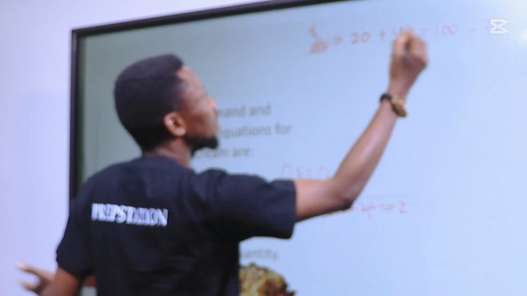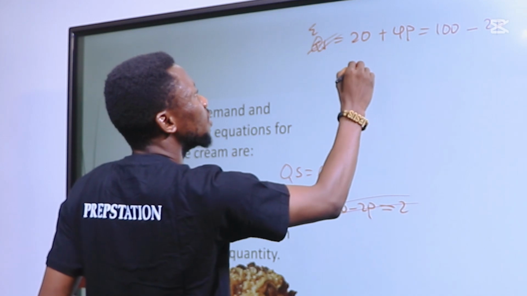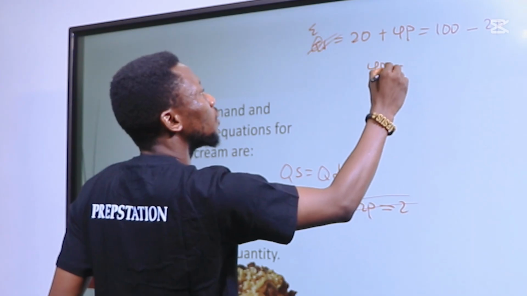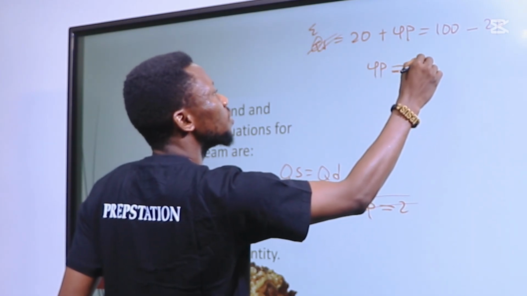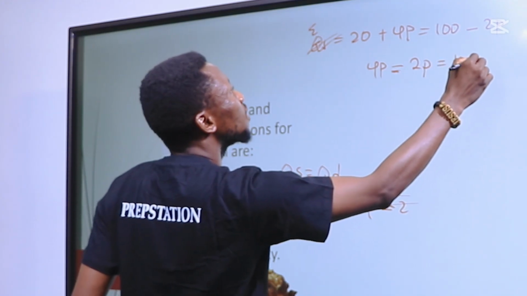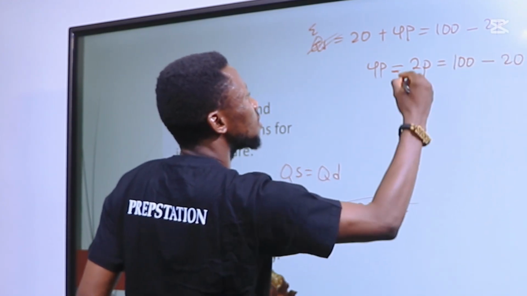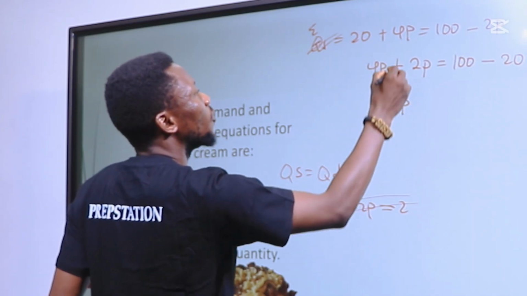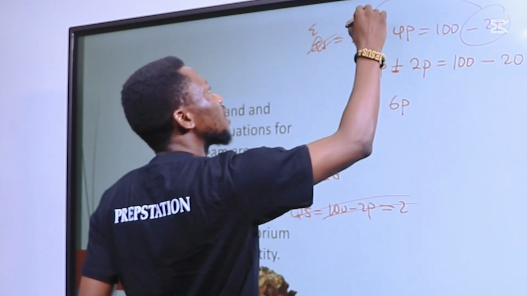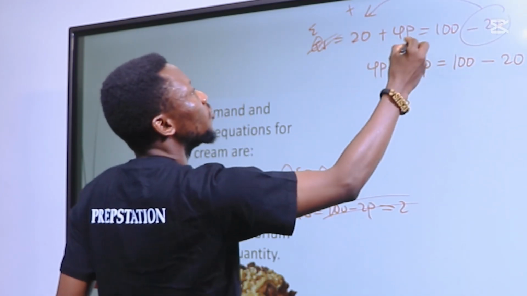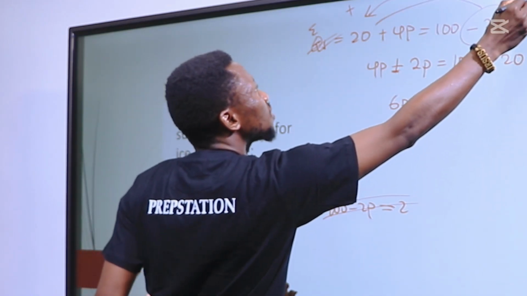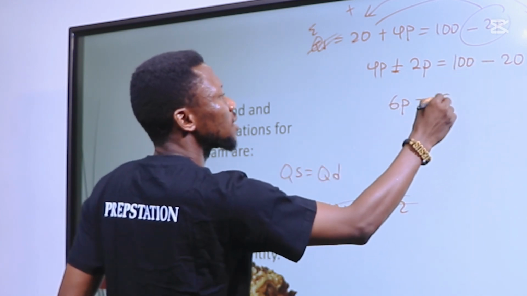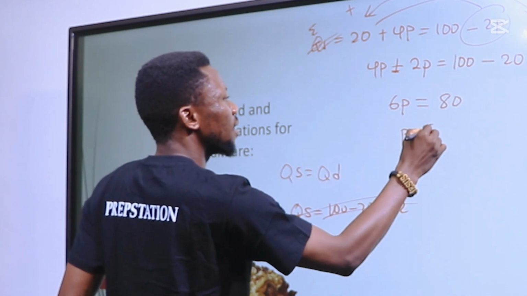Now, that means that we take the like terms, we move things around. That will be 4p plus 2p equals 100 minus 20. So 4p plus 2p equals 6p. Why are we putting plus here? Because we're moving this 2p to this side, it becomes positive. And we're moving this 20 to this side, it becomes negative. So 4p plus 2p is 6p, and 100 minus 20 will give us 80. So p equals 80 divided by 6.